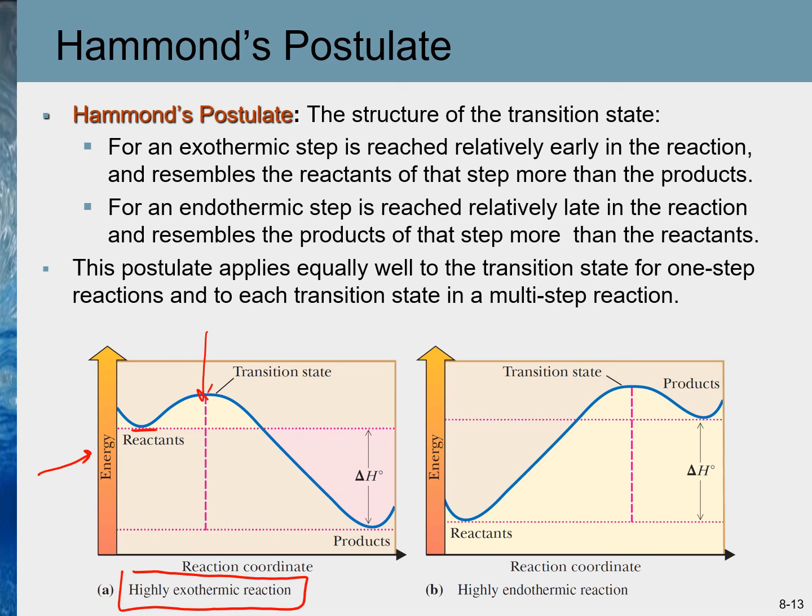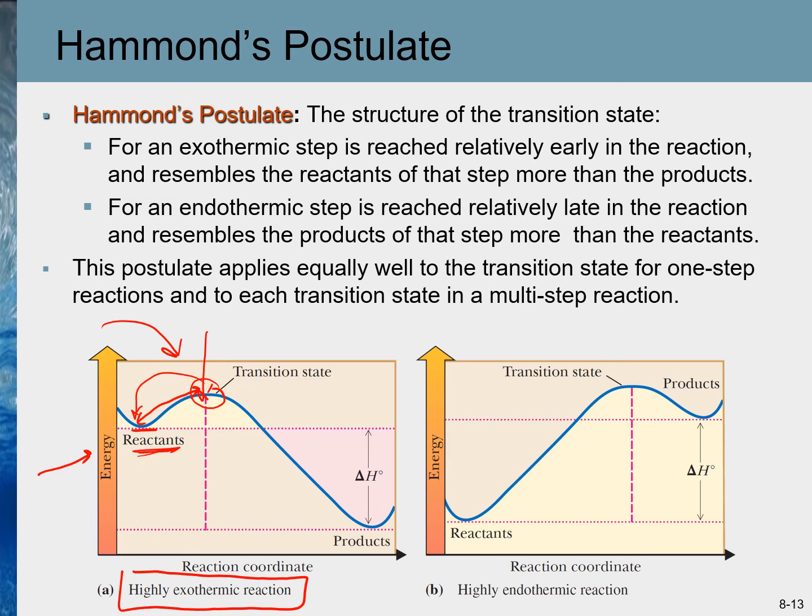So going from reactant to transition state doesn't take that much time. Therefore, in an exothermic reaction, the transition state is quite close to the reactants. So the transition state resembles the reactant of that step more than the product. In an exothermic reaction, because the transition state is closer to the reactant, it resembles the reactant more.